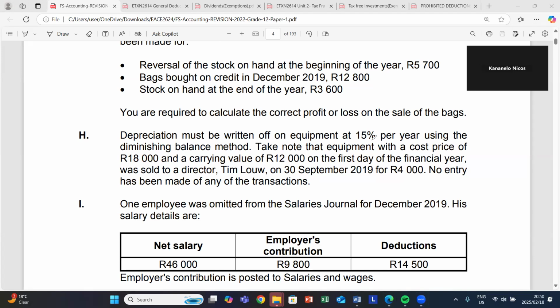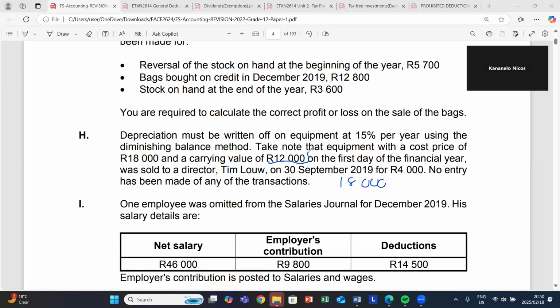They gave us the cost price, which amounts to 18,000. That is our cost price. And then they also provided us with our carrying value at the beginning of the year, which amounts to 12,000 rand. They gave you a cost price and also a carrying value at the beginning of the year.